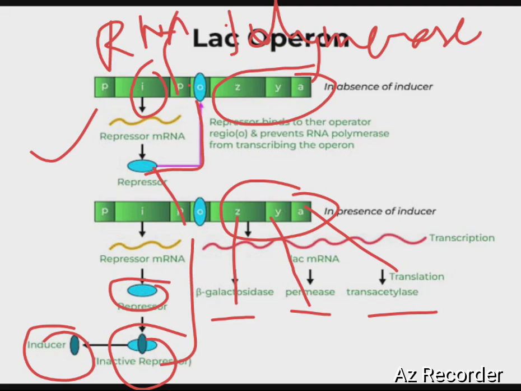And which genes are transcribed? I codes for the repressor gene, P is the promoter gene, and lac O is the operator gene. This you have to remember. Then you have to remember the functions: lac Z codes for beta galactosidase, lac Y codes for permease, and lac A codes for transacetylase. All these things you have to remember.